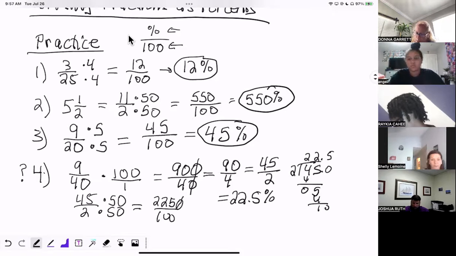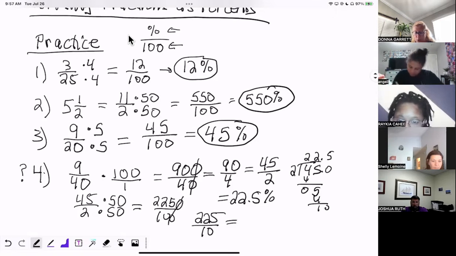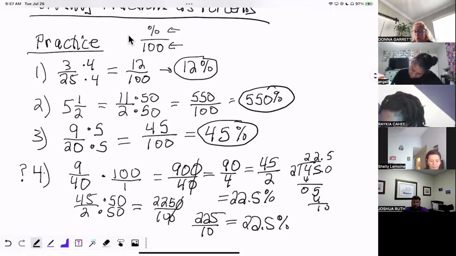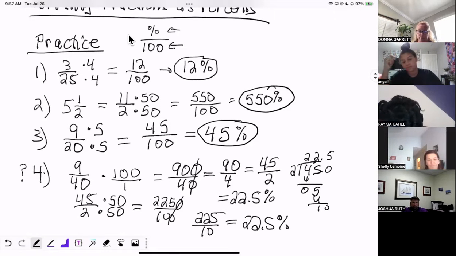Okay, so the zeros cancel out. I'm left with 225 over 10. We divide by 10, like we did before, and the number gets smaller. So I move the decimal place one place to the left, and I get 22.5%. Works perfectly. So you have to simplify it first before you put it in percent.